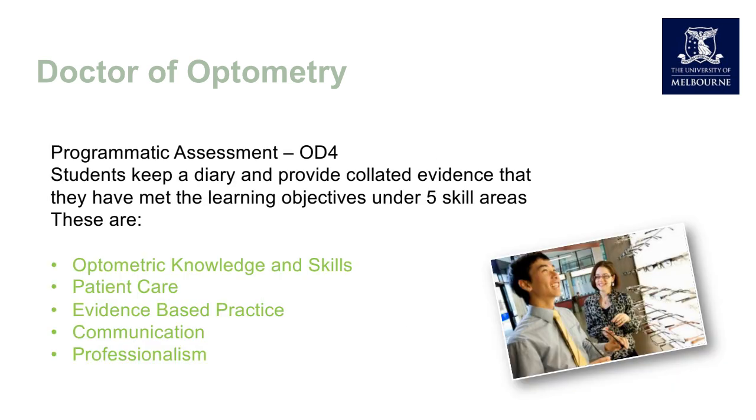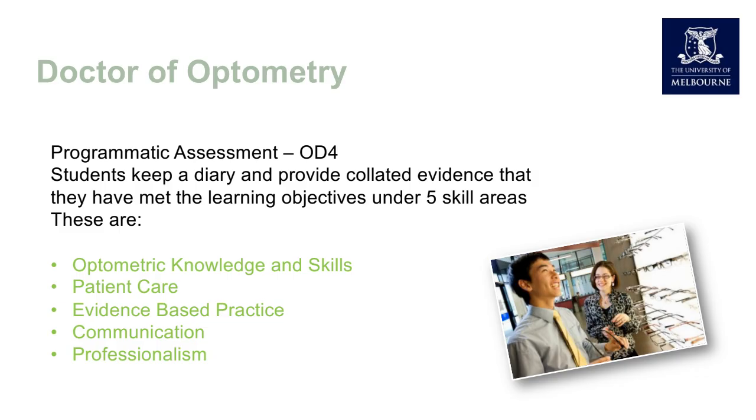And students, in order to do this year-long subject, we only have about 80 students, so we have much less data points than what we've heard in some of the other presentations. But the students have 5 main skill areas to show us aptitude in, and those are listed here: optometric knowledge and skills, patient care, evidence-based practice, communication, and professionalism.